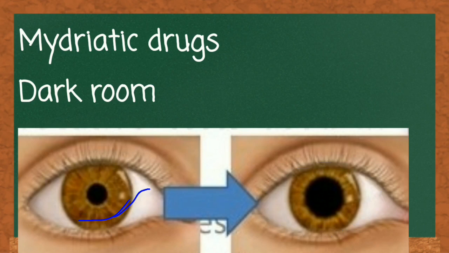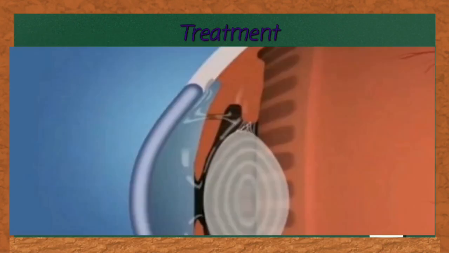What is the treatment of this stage? In this stage, the treatment is by doing surgery, iridotomy, surgical iridotomy. The idea of surgical iridotomy is that we create another pathway for the aqueous humor to flow from the posterior chamber to the anterior chamber.